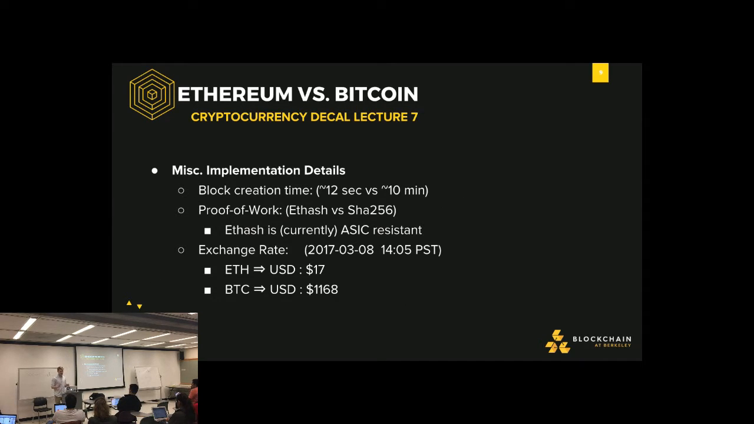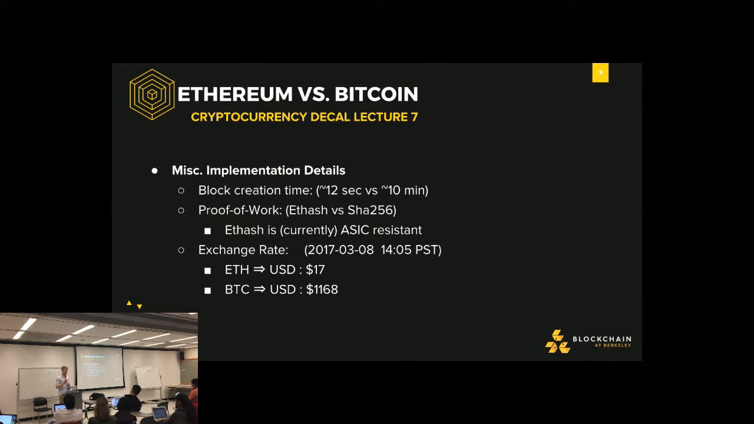And some minor miscellaneous implementation details. Ethereum actually has a really short block time of only 12 seconds, as opposed to Bitcoin, which has a 10-minute block time. Part of the reason for this is that when you tell a smart contract to do something, you want it to happen quickly and not 10 minutes from now. Of course, this is debatable, but it's also arguably at the expense of security.